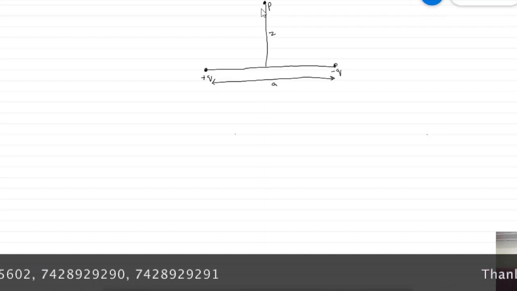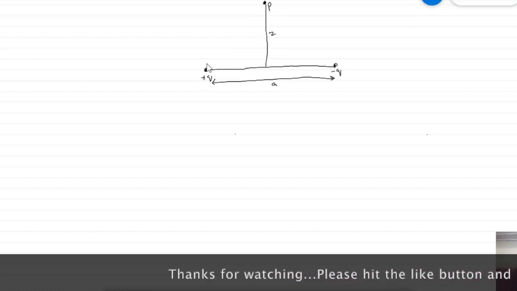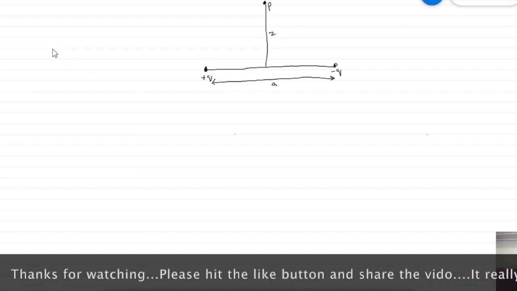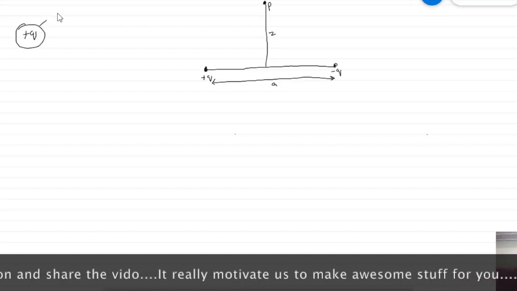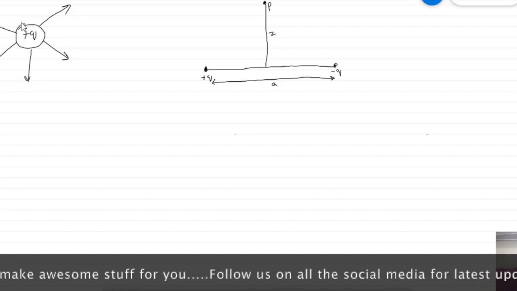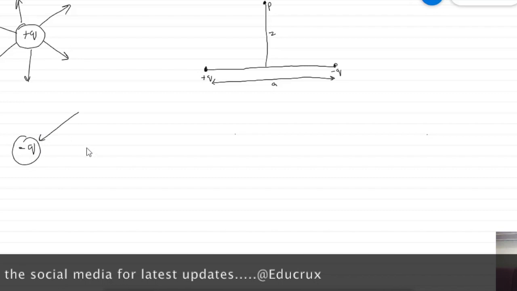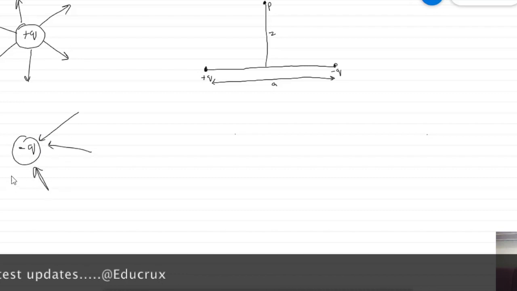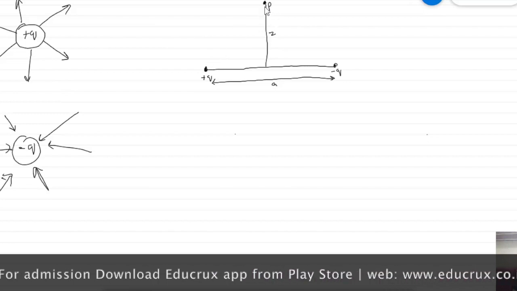First, I have to see what is the electric field due to these individual charges. A plus Q charge always generates an outward field, and a minus Q charge always generates an inward field. So we'll use this concept. Plus Q will always generate an outward field.